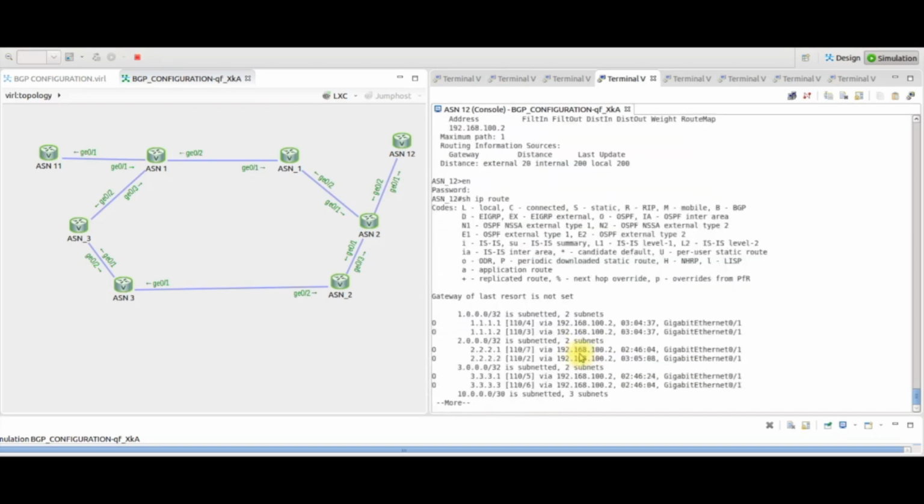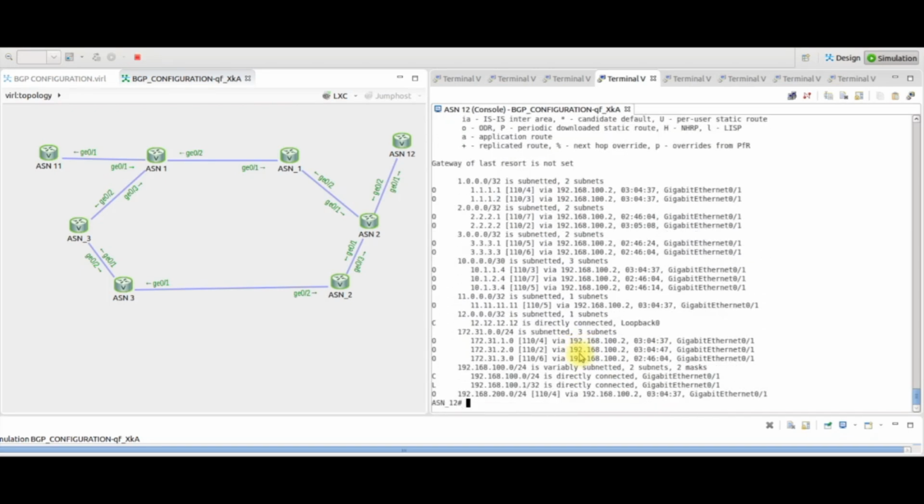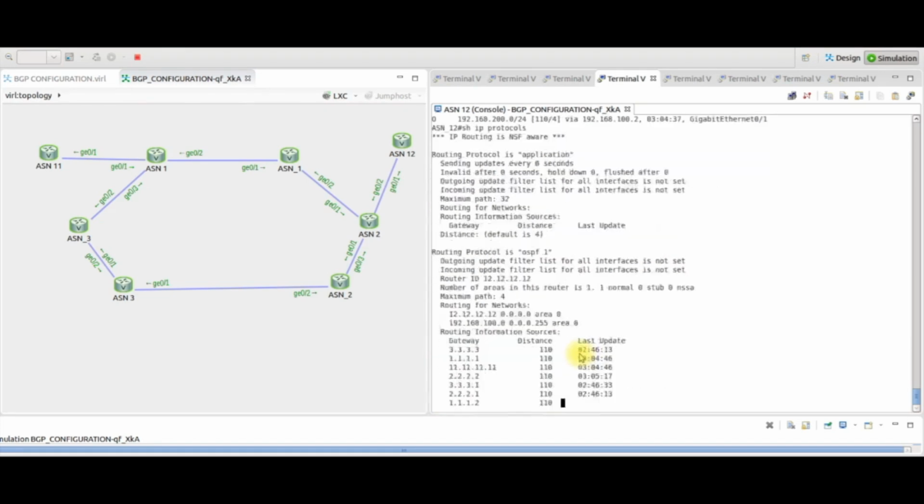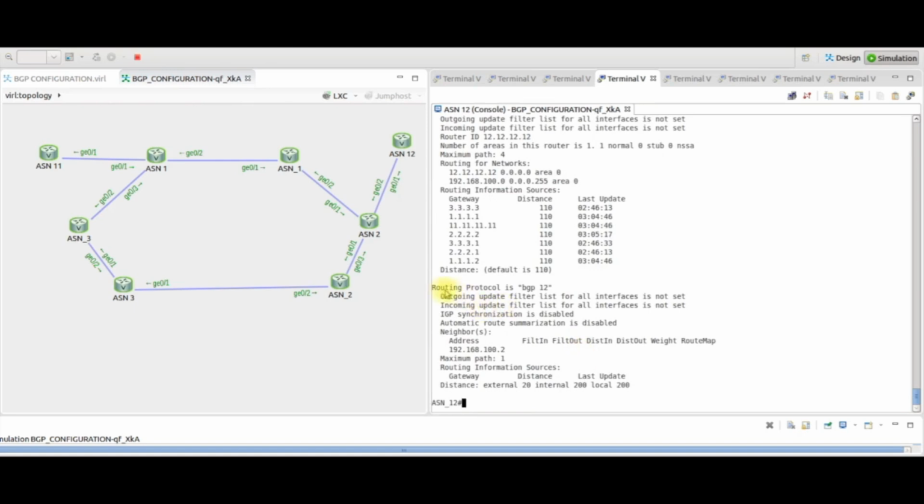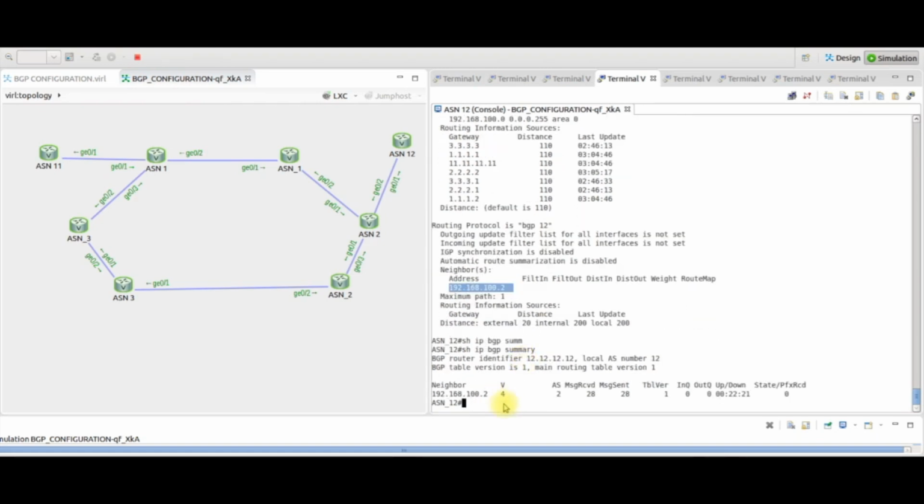If you look at the routing table, you see a bunch of O's. You know, we have connectivity all over the place. All right. But let me do show protocols again. Hit the space bar. Here we're running BGP 12. Okay. And you see here that our neighbor is 192.168.100.2. If we were to do show IP BGP summary, to take a look at it quickly, you see we only have one neighbor.